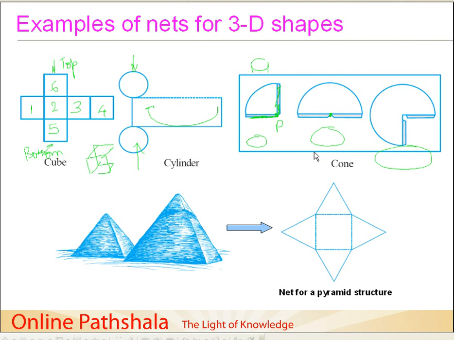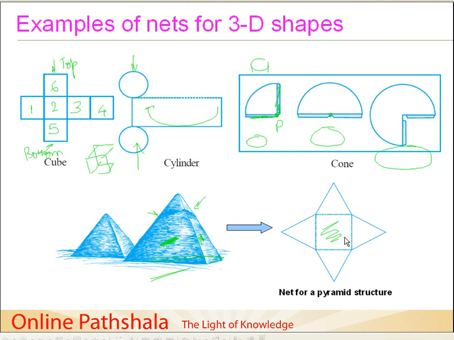And now a famous example of a net for a pyramid structure. So if you have a pyramid structure, which is also called a tetrahedron, if you see that this pyramid has this one face, another face, then there is one face in the back and another face here. So it has 4 triangular faces and one square base. This one is square, right? So this is how the net looks like.